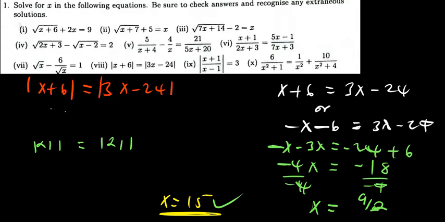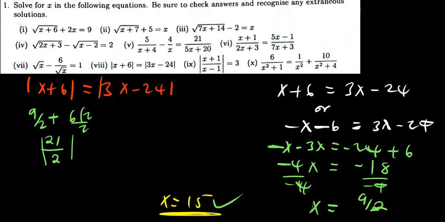Let's try 9 over 2. So 9 over 2 plus 6, it is the same as here I put 2 over 2. So it will be 12 plus 9. So 12 plus 9, it should be 21. So it's like you have 21 over 2. That is the left hand side.